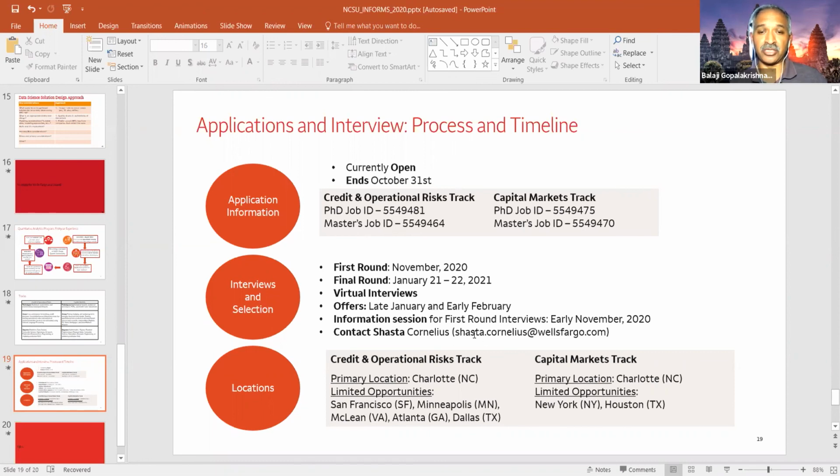And I also have some contact information. Her name is Shasta Cornelius, and you can certainly email her and reference my name. If you have any questions, you can certainly ask her as well. But I will share this information with Srini, who can distribute it more widely.